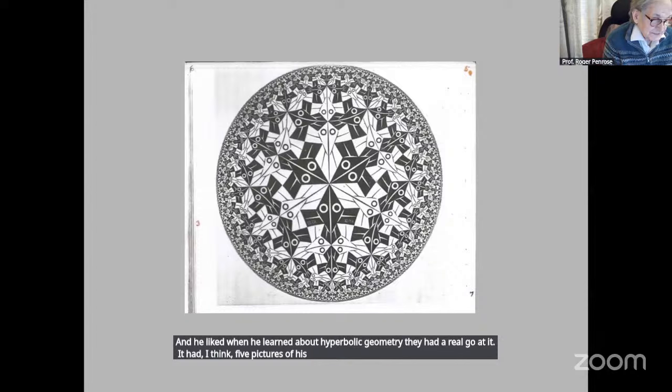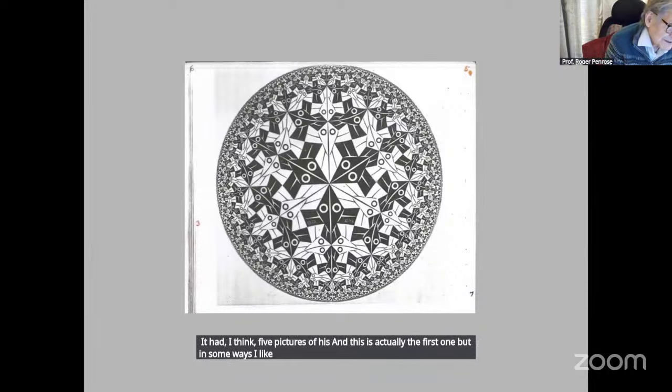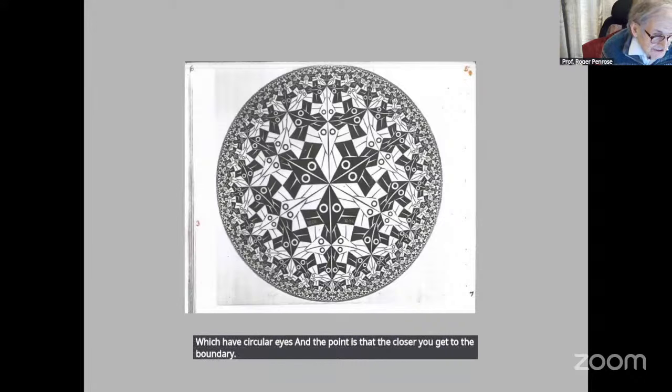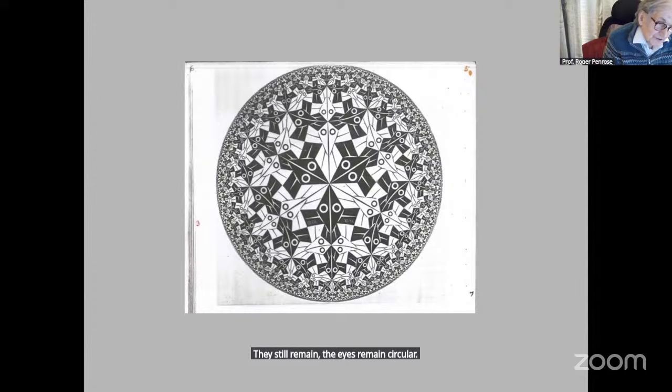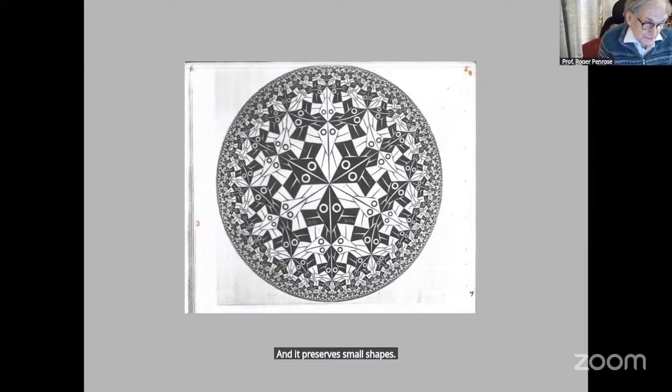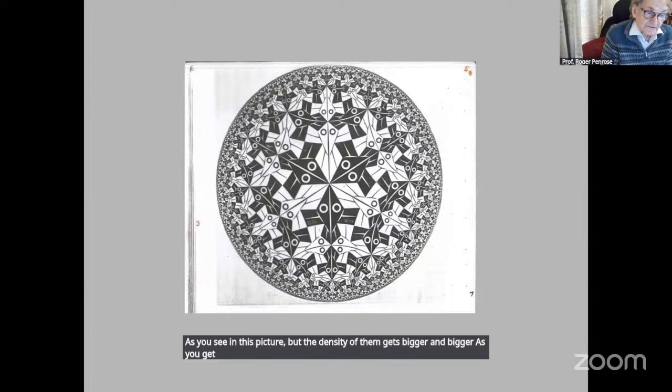And this is actually the first one, but in some ways I like it the best because it has these fish-like creatures which have circular eyes. And the point is that the closer you get to the boundary, the eyes remain circular. So the conformal feature of it means that if you squash in one direction, it squashes just the same amount in the opposite direction, and it preserves small shapes. And small circles remain as circles, as you see in this picture, but the density of them gets bigger and bigger as you get to the edge, but you have infinity represented.